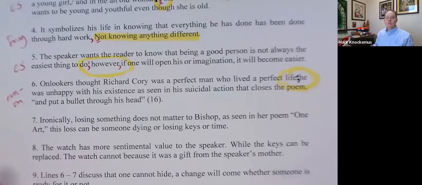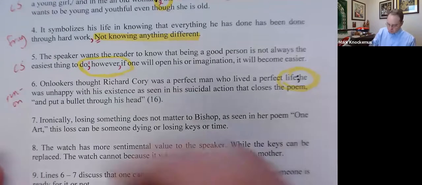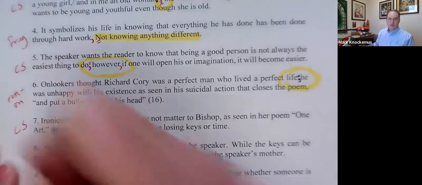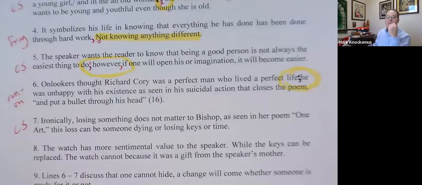Ironically, losing something does not matter to Bishop, as seen in her poem, One Art. This loss can be someone dying or losing keys or time. Comma splice. But which comma? Remember the definition of a comma splice? A comma trying to join independent clauses all by itself.